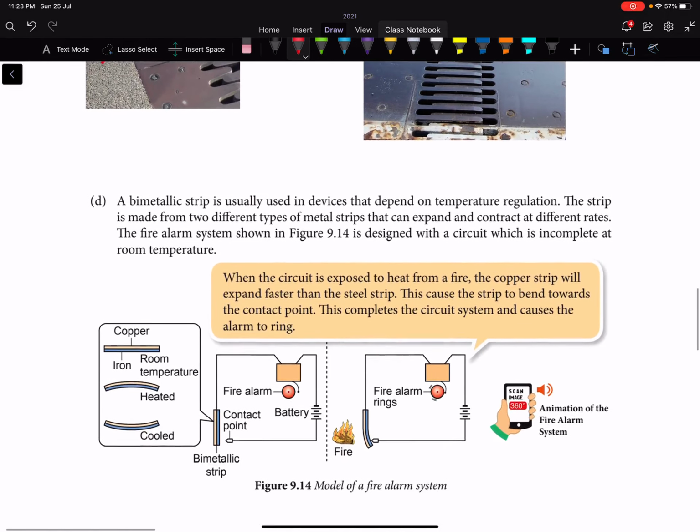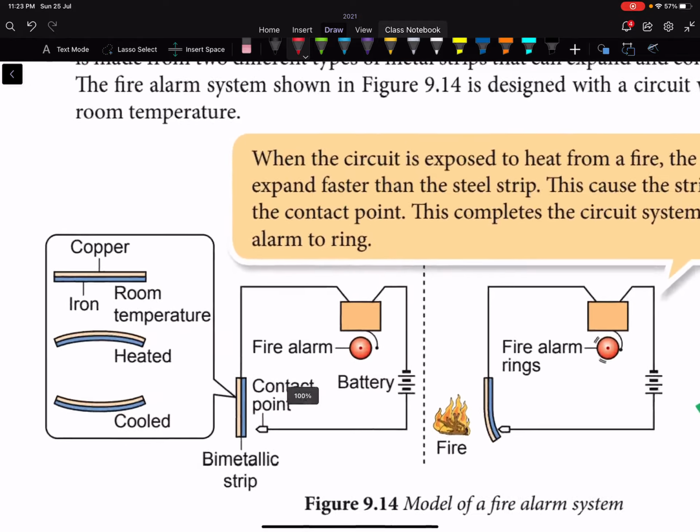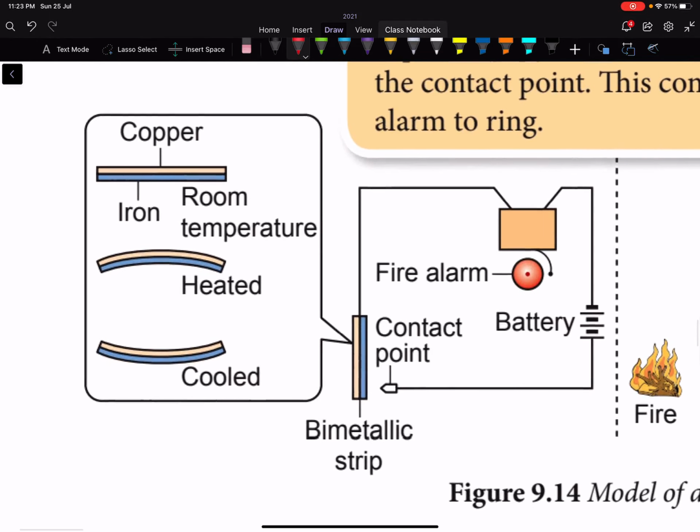Now, the last example is a bimetallic strip used in alarm. So, in this case, the fire alarm is actually in this circuit, right? Where you have the battery all connected, and this will act as a switch, whether it's on or off, okay? So, to make sure it's on, what happens? We need this metal to touch here. Then it'll be on, and then the fire alarm will ring.